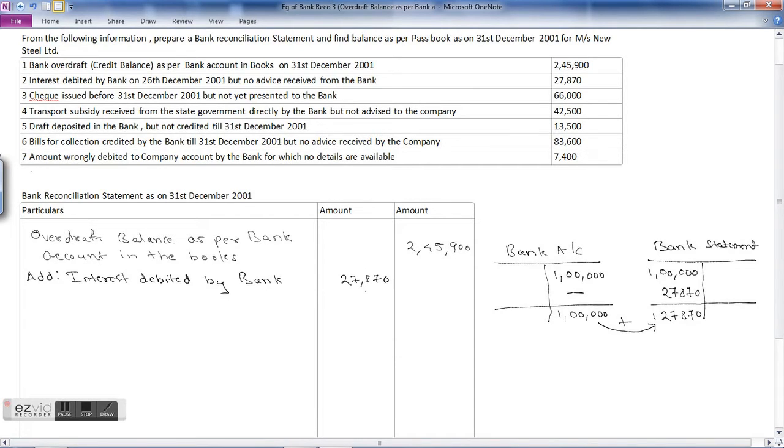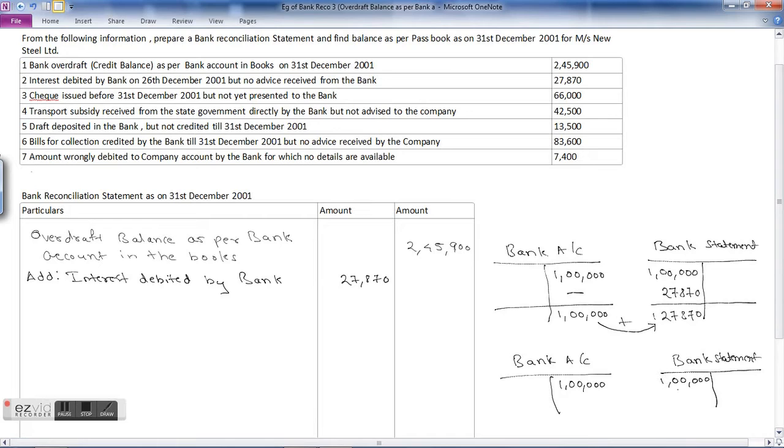Now the next entry, entry number 3: check issued before 31st December 2001 but not yet presented to the bank. So let's do a working again here. Bank account and bank statement. Again we'll take a balance on the credit side of the bank account of 1 lakh and on the debit side of the bank statement 1 lakh.